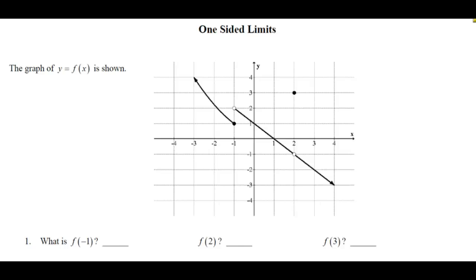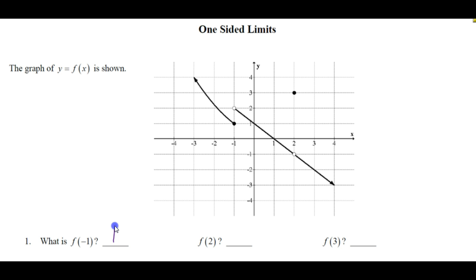One-sided limit. The graph of y equals f of x is shown. What is f of negative 1? f of negative 1 is 1. How do we know it's 1 and not 2? There's a black dot. Okay, so solid dot on 1.